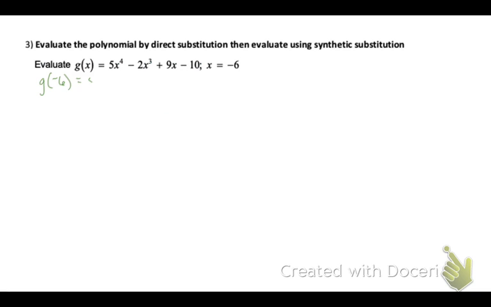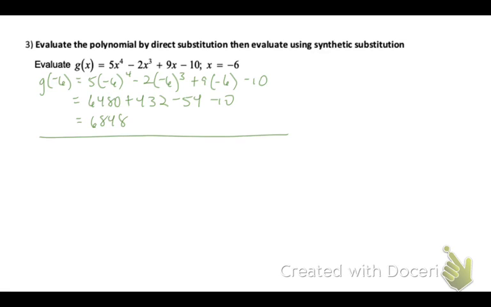All right, let's evaluate this using direct substitution. So I'm plugging in negative 6 into my g function. So negative 6 goes in. I recommend plugging it in when you write it down using parentheses. When you put it in your calculator, also use parentheses so that your calculator will raise the negative to the powers that it needs to. So we'll get 6,480 plus 432 minus 54 minus 10, which will give us 6,848.